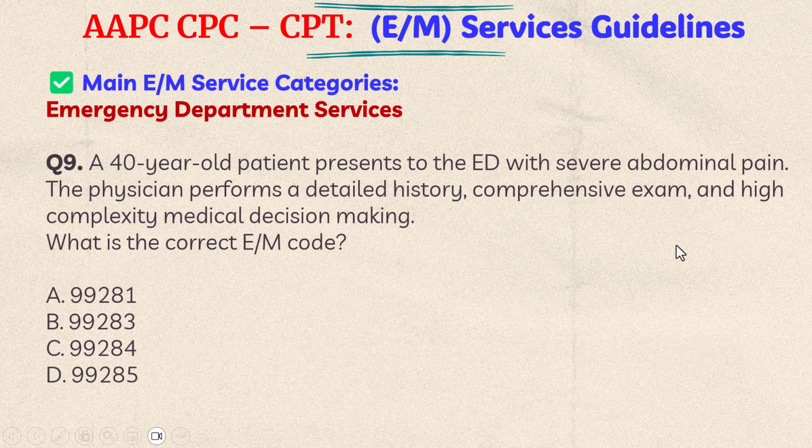Let's look at some sample questions. This is the continuation of previous parts. So question number 9. A 40-year-old patient presents to the ED with severe abdominal pain. The physician performs a detailed history, comprehensive examination, and high complexity medical decision making. What is the correct EM code? A. 99281, B. 99283, C. 99284, D. 99285. Please take your CPT code book and find the answer.